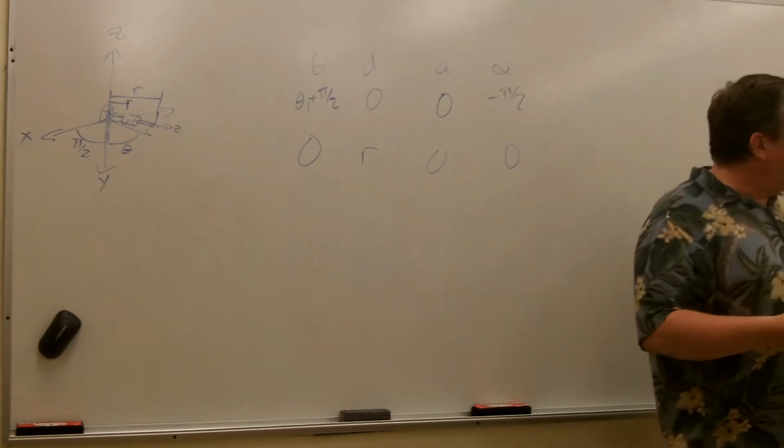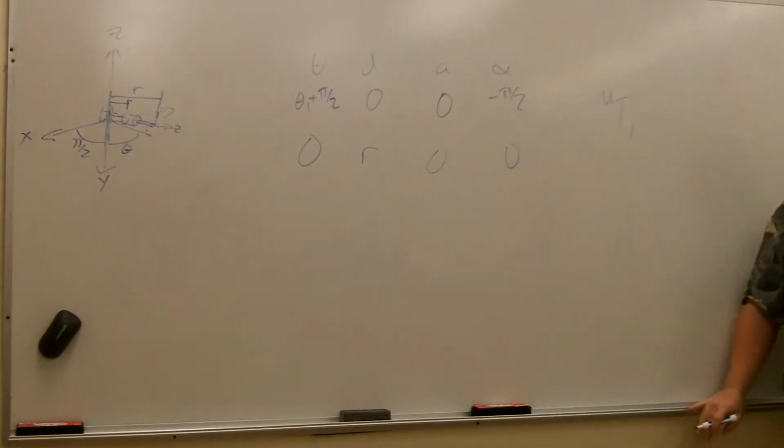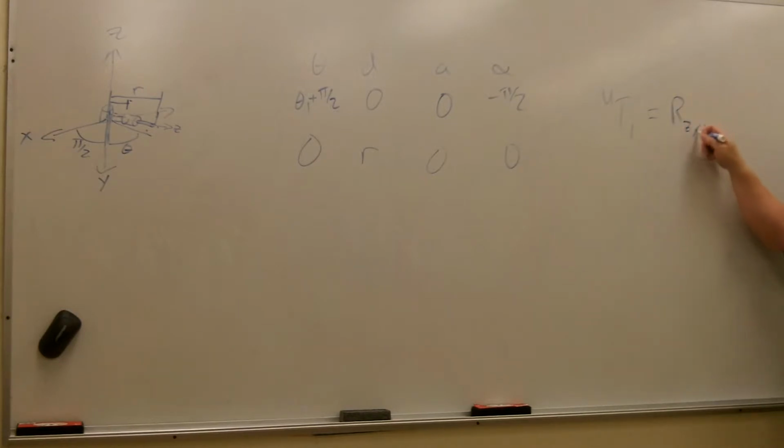Okay, so now I can calculate my transforms. To go from 0 to 1, what do I end up getting? Or we can call it U to 1. How do I calculate that? The rotation about Z of theta, times the translation in the Z direction of a distance D, which is actually 0 in our case. So this is an identity matrix. It is the matrix version of 1, but we call it the identity matrix. Then translation in the X direction of A, which is 0. And then we need a rotation about the new X of minus pi over 2.